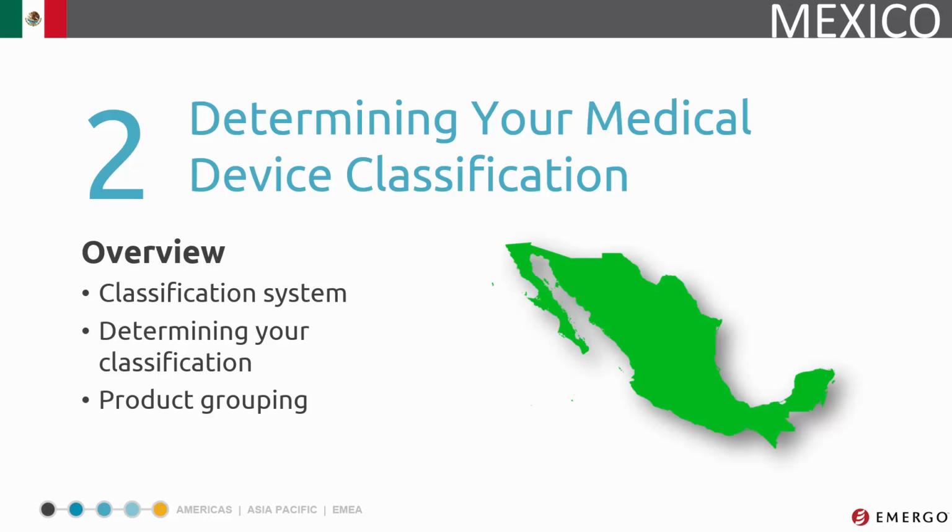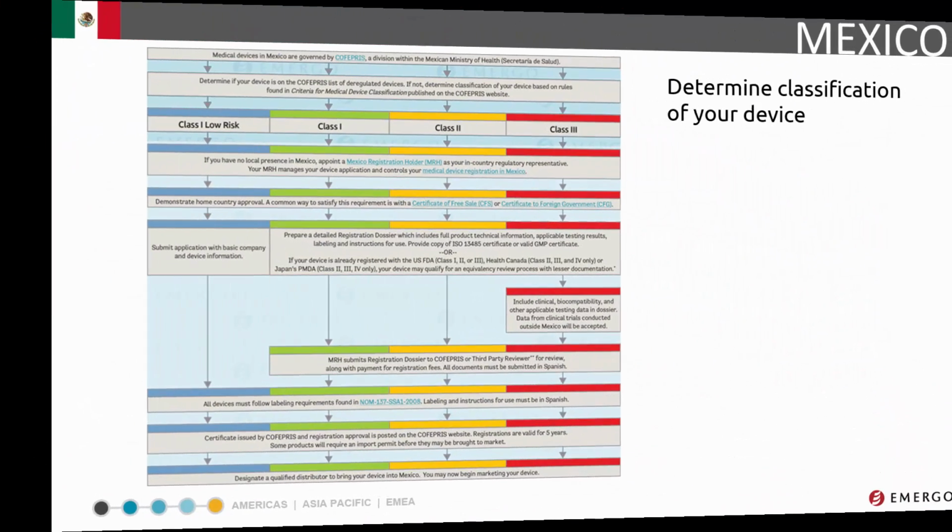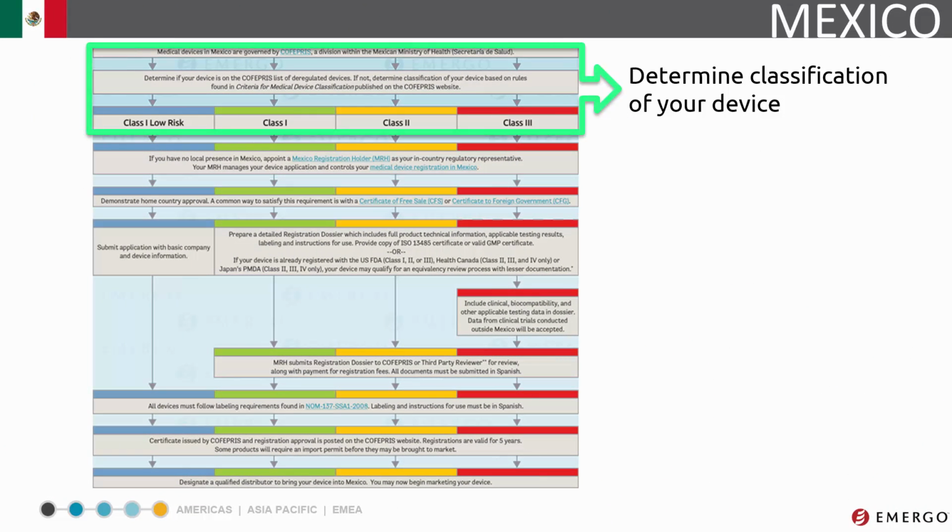In this module, we'll discuss the device classification system used in Mexico, how to determine classification, and the differences between the classes themselves. Proper classification must be determined before starting the rest of the registration process. Let's take a closer look.